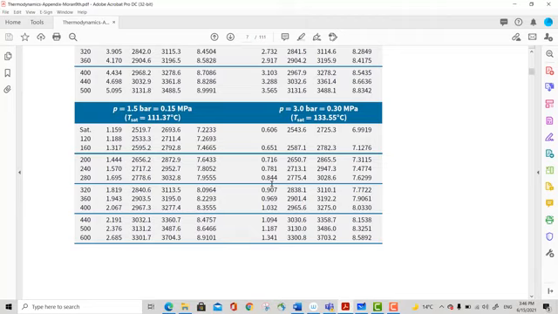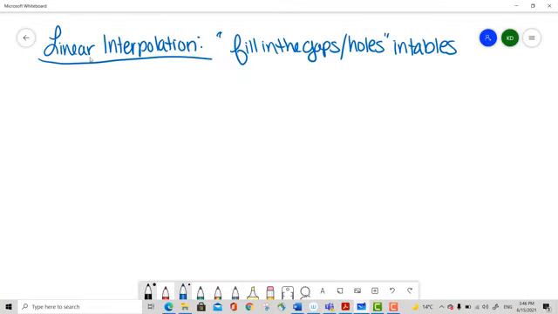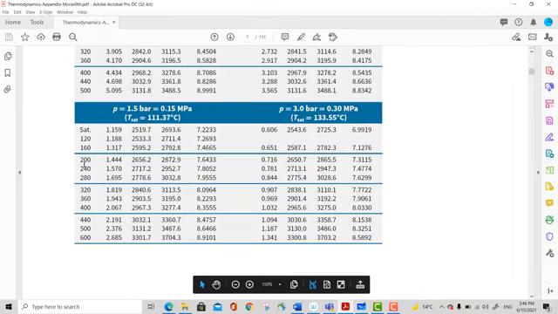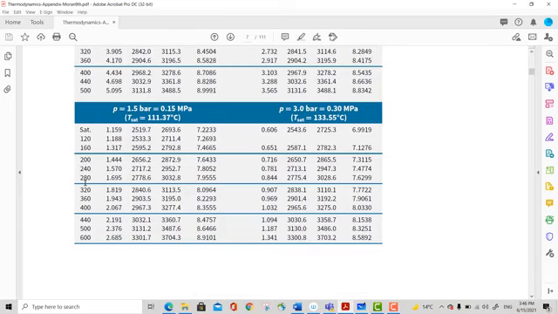What we need is, when we don't have our data explicitly spelled out for us, like 280, right? 280 has all the data that we could need. 320 has all of the data that we can need. And we know that our temperature right here is in the middle. So what can we do? We can come up here and we can use linear interpolation to fill in the gaps or the holes in the tables, right? So everything in between 200 and 240 is a gap. Everything in between 280 and 320 is a gap.